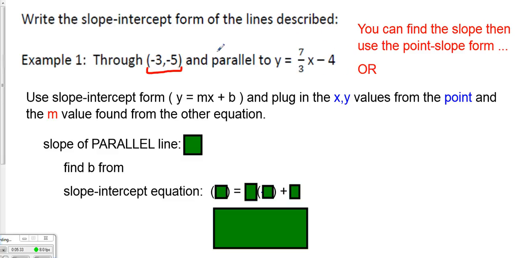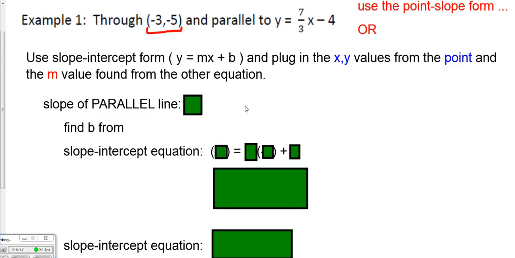Okay, but it depends on whether this is parallel or perpendicular, so we'll go through each of these steps one at a time. First, because it's parallel, we want to know what is parallel to the slope 7/3. Well, parallel means they're equal, so it would also be 7/3. Now we know the m of our new line, and we know that it's going to go through this point, (-3, -5), so we just plug those in.